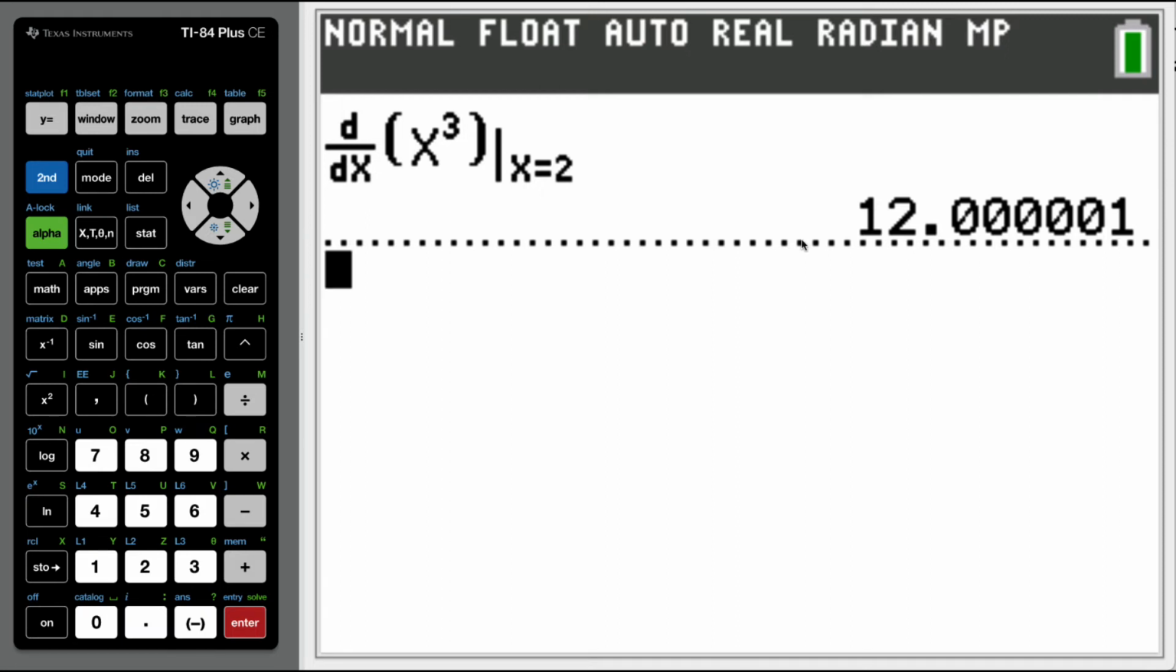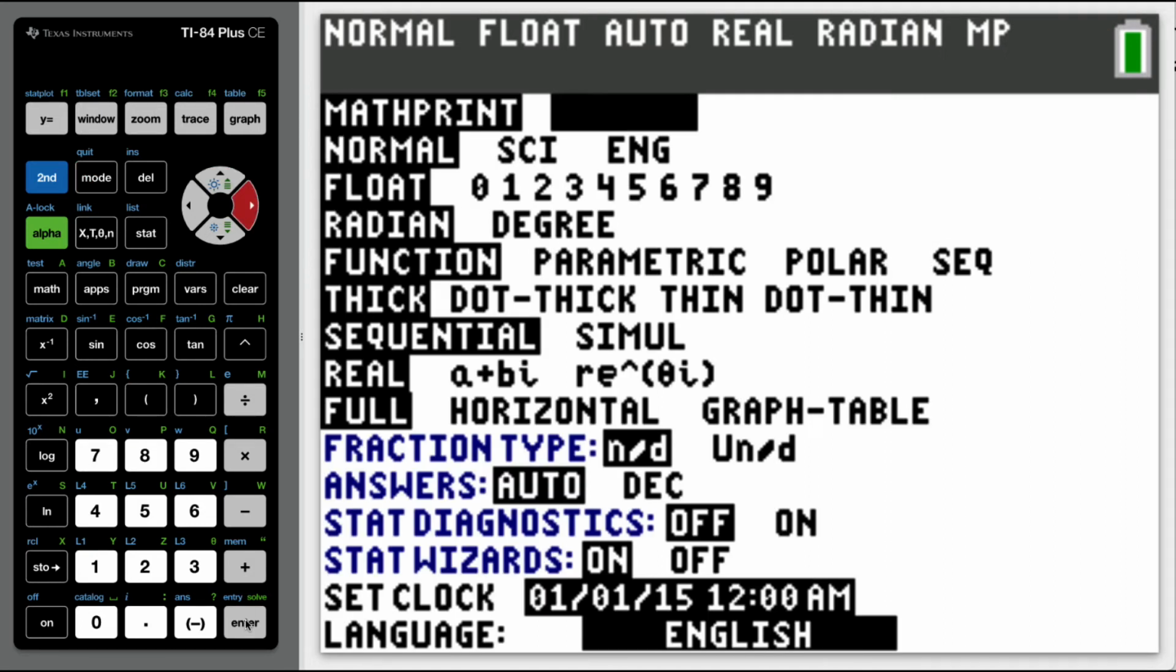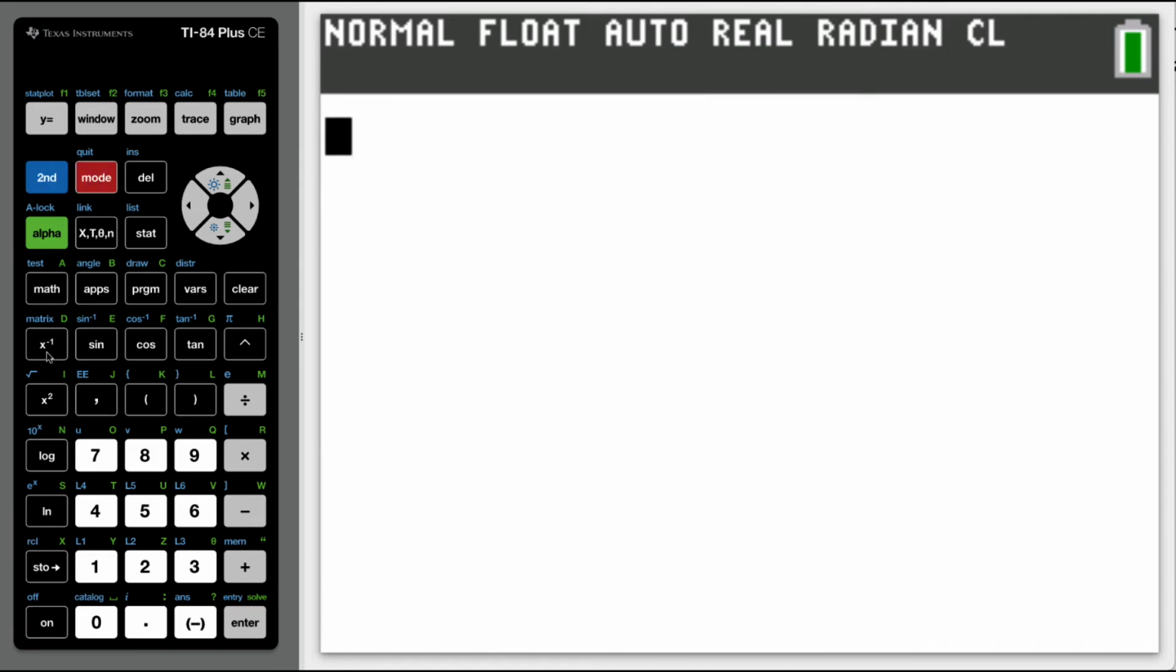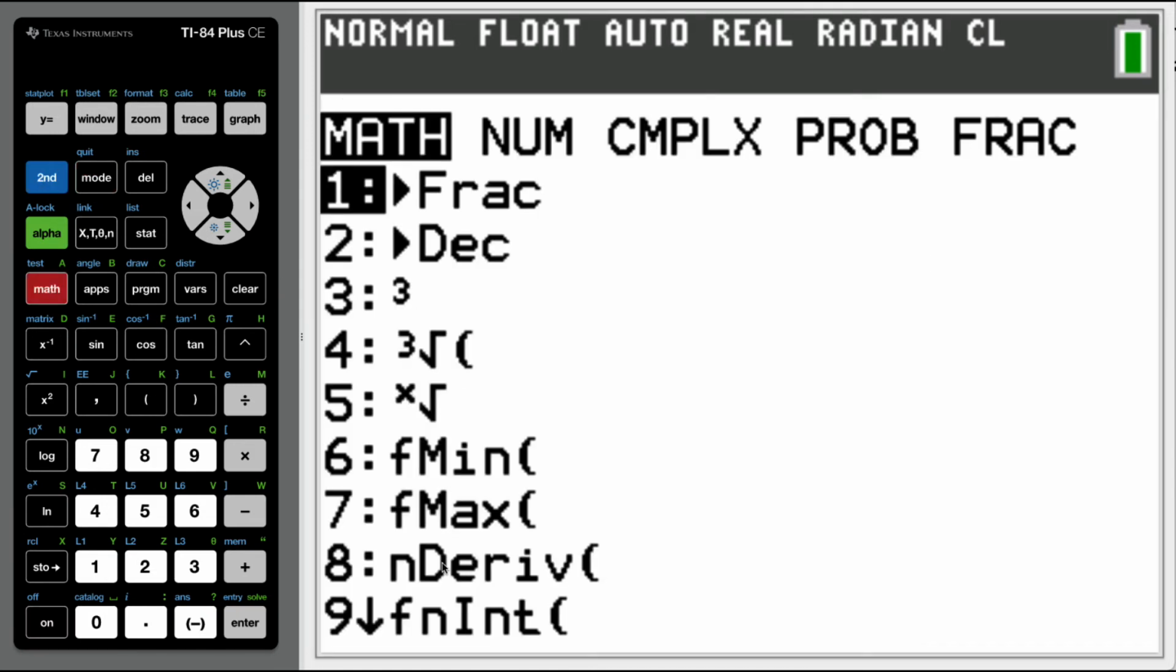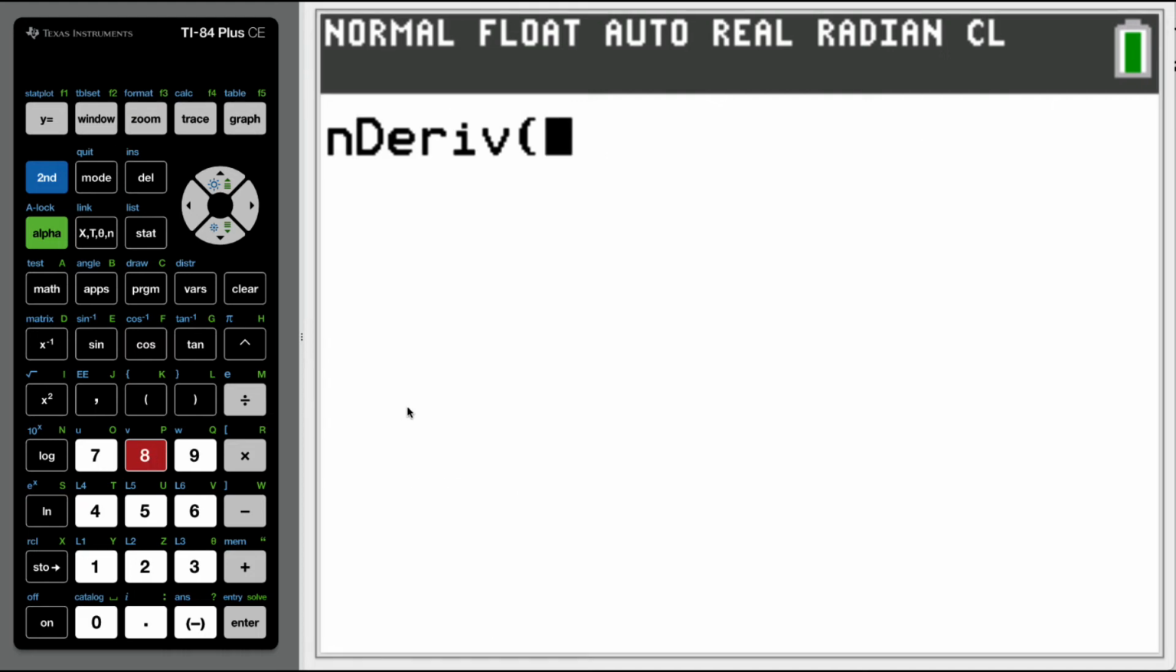Now if you have an older model calculator, typing in your numerical derivative will look a little bit different. So I'm going to switch my mode here into classic mode. So now if I go math and then down to the numerical derivative number 8, it puts this n-deriv in there, but now it gives you an option to type some things in. And the very first thing that you want to type in is the function that you're deriving. So this is going to be our x cubed function.